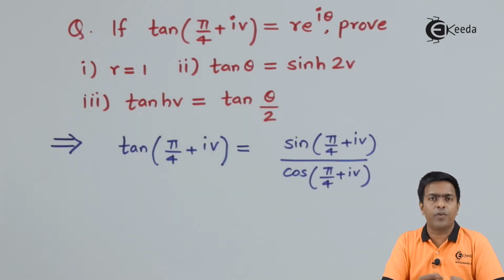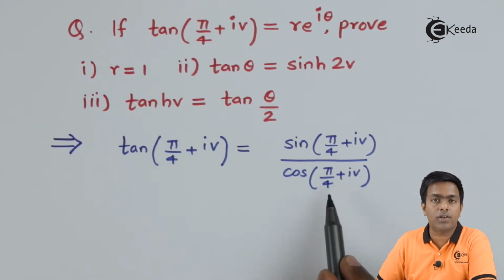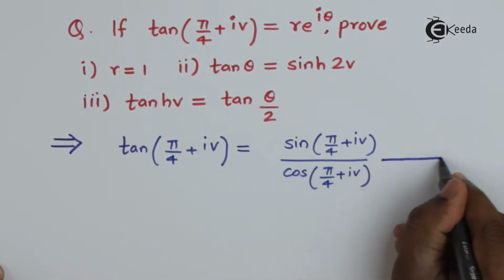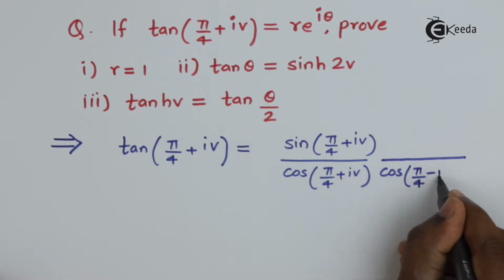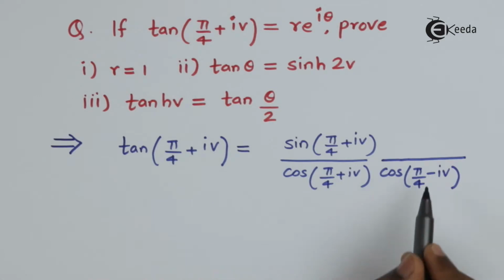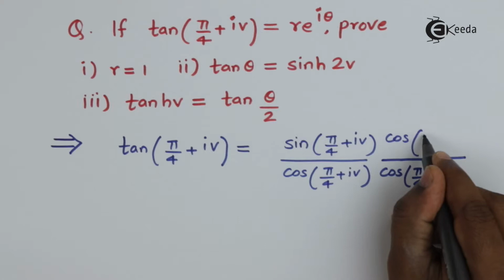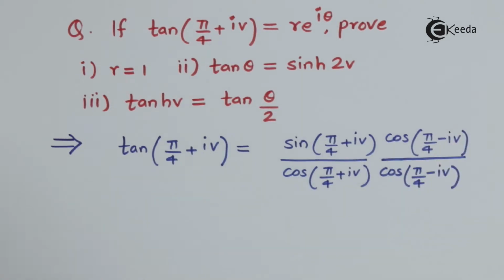Now guys, what we'll do is we'll do the rationalization over here. So since here we have the positive term, we'll multiply this with the negative term, cos of pi by 4 minus iv. So I'll multiply the numerator with the same term. So we'll get cos of pi by 4 minus iv. Now guys, what we'll do is we'll multiply the numerator as well as the denominator by 2.